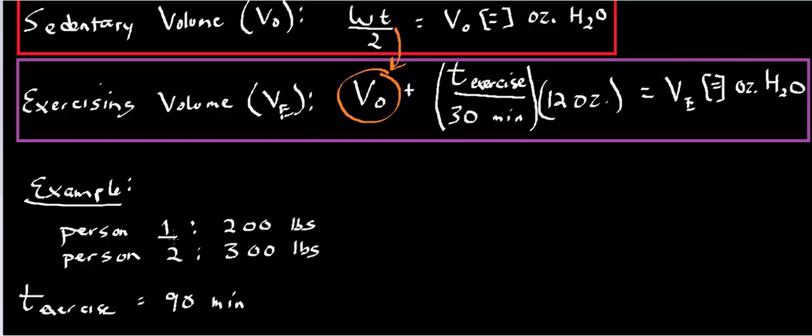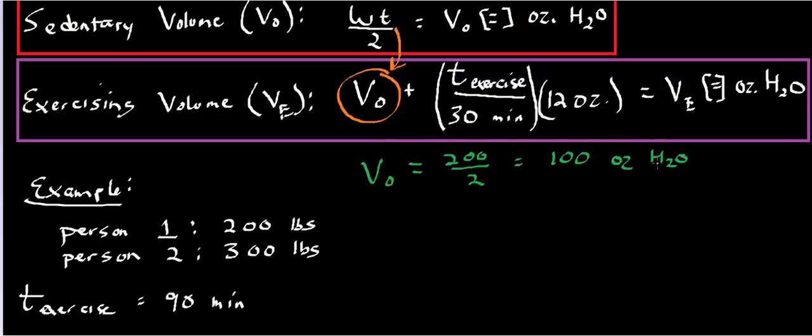So let's actually do both of these calculations. I'll do the first one in green for the 200-pound person. If I want to calculate, assuming the person was sedentary, the volume of water I would need to drink, I'm just going to take this 200 pounds, which is the person's weight, and divide that by 2, and that means this person is going to need to drink, if they were sedentary, 100 ounces of water.